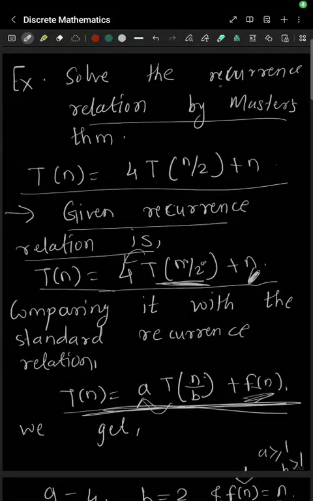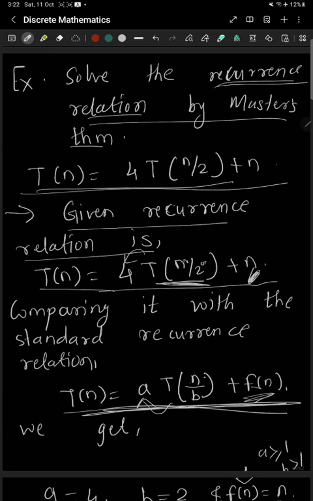So we are going to see the recurrence relation by Master's theorem example. The recurrence relation is given by T(n) = 4T(n/2) + n. We are going to compare this recurrence relation with the standard recurrence relation, which is given by T(n) = aT(n/b) + f(n). Now compare this equation with this equation.